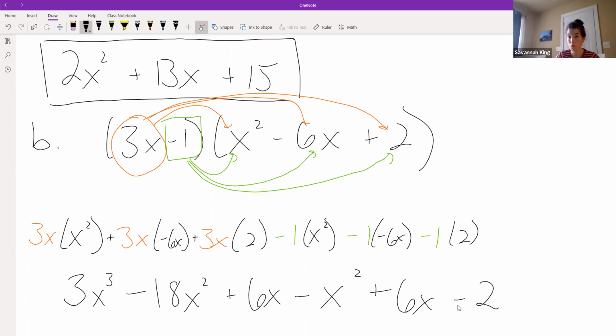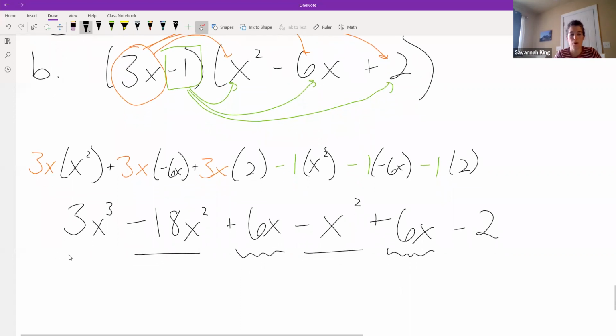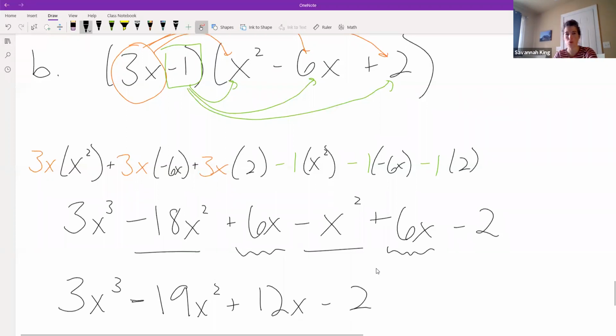Now, enough with the multiplication, but I still have to check for like terms. And this time it's tricky because they're kind of spread out. So my x squareds are right there. And then my 6x's are there. So it's like every other term is a like term in a way. So the part that remains the same is the very first term, 3x cubed, and the very last term, which is negative 2. All right, so this is going to be minus 19x squared. Looks like the sixes both have positives in front of them. So they're going to turn into a positive 12 and then a minus 2.